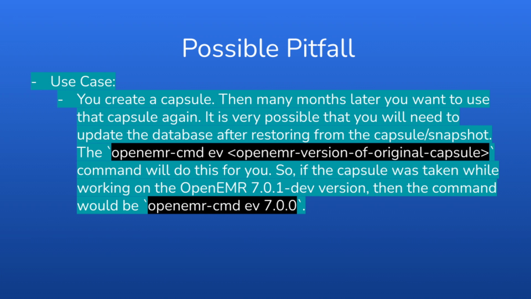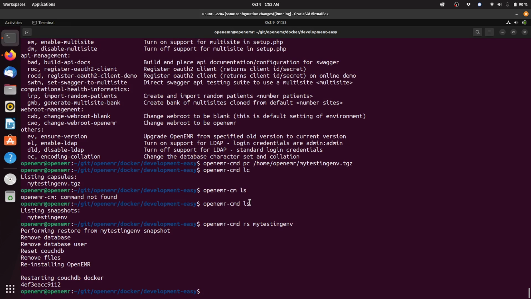So the next thing we're going to go over is a potential pitfall when you're restoring a snapshot. It's not uncommon that as OpenEMR develops, there are database changes. And in order for a snapshot to incorporate those database changes, you generally have to incorporate upgrading. So in this case, after you restore the snapshot, you can use this EV command along with the version that you want to upgrade from to ensure that happens. So a lot of times when you're working on the 7.1 or 7.0.1 dev environment, you'll use this command after doing your restore snapshot.